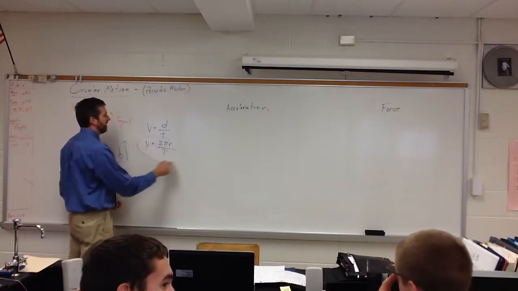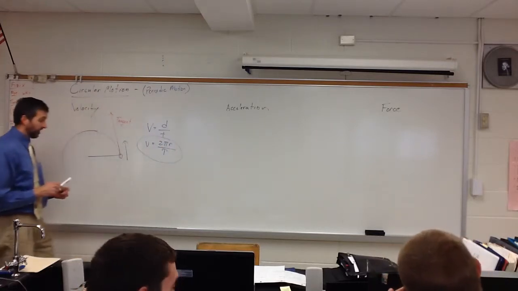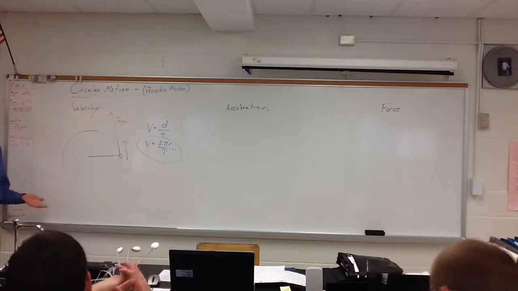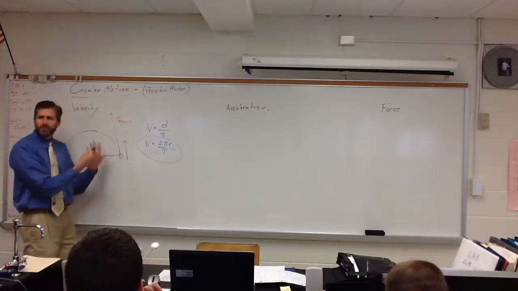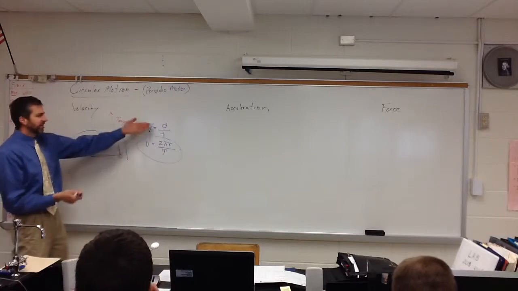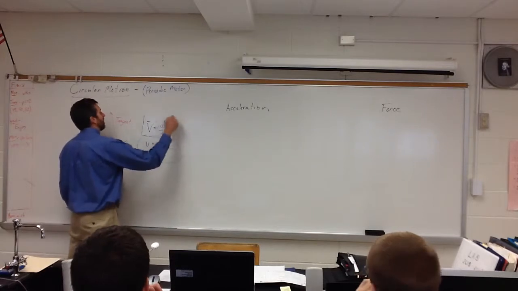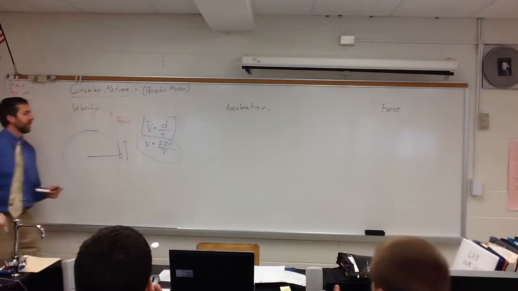Now you won't find this in your reference table, unfortunately. But most people don't have a real hard time remembering it because it's just how far around the circle divided by how much time it took. That's like distance divided by time. You will find that equation in the reference table, but this one you won't really find.